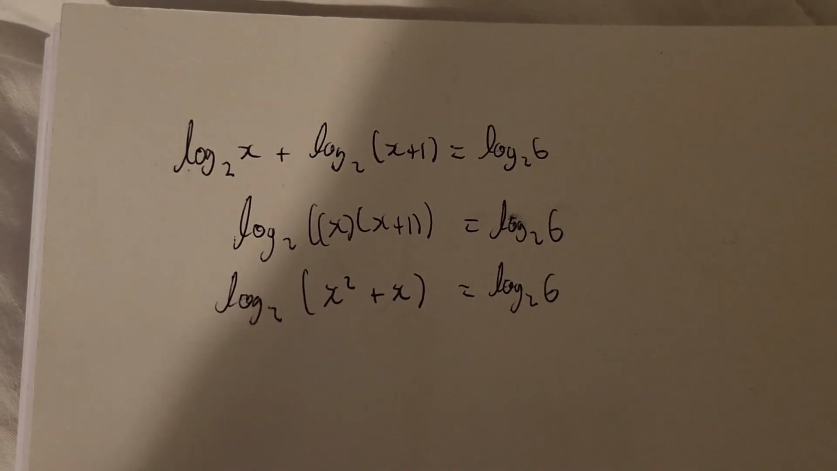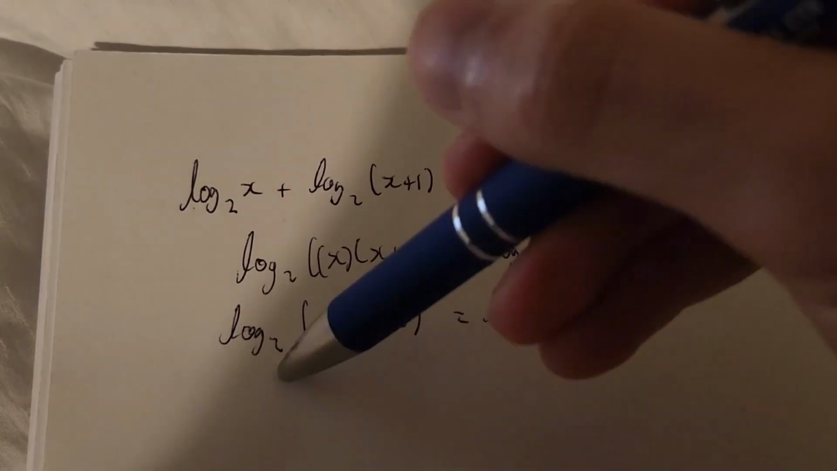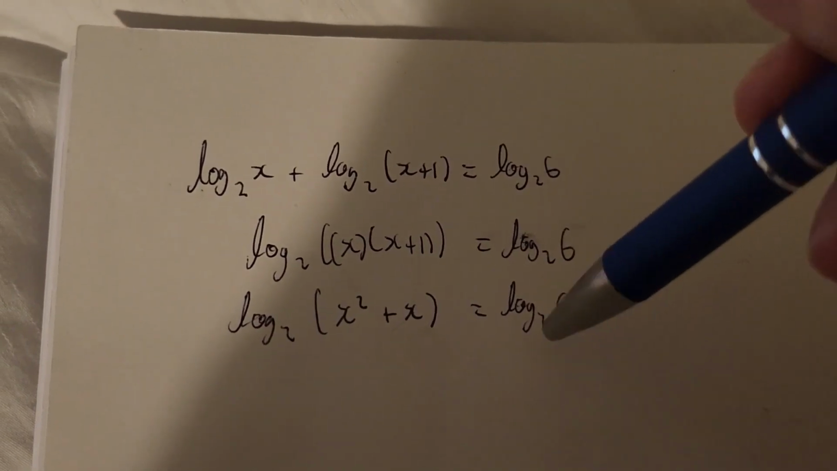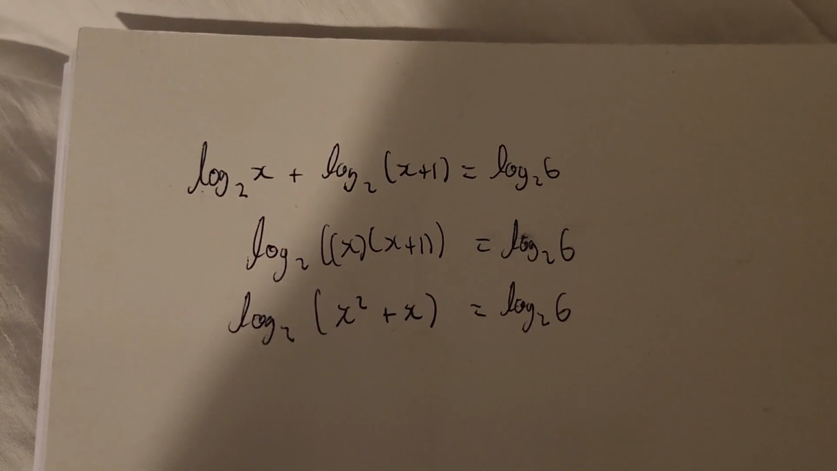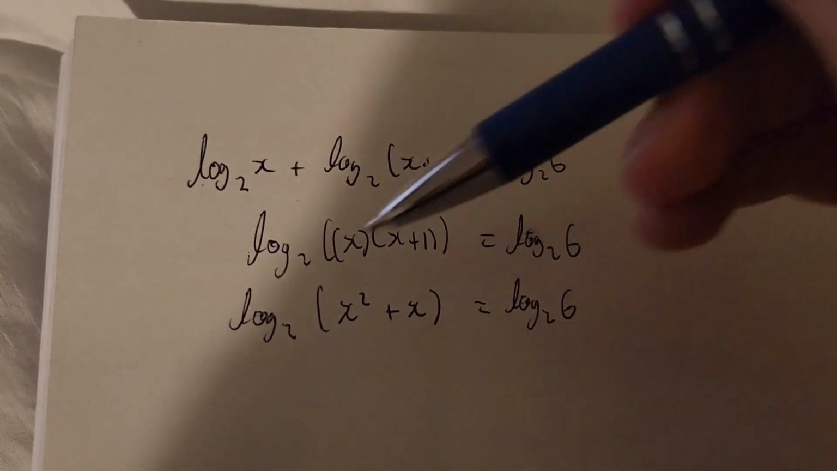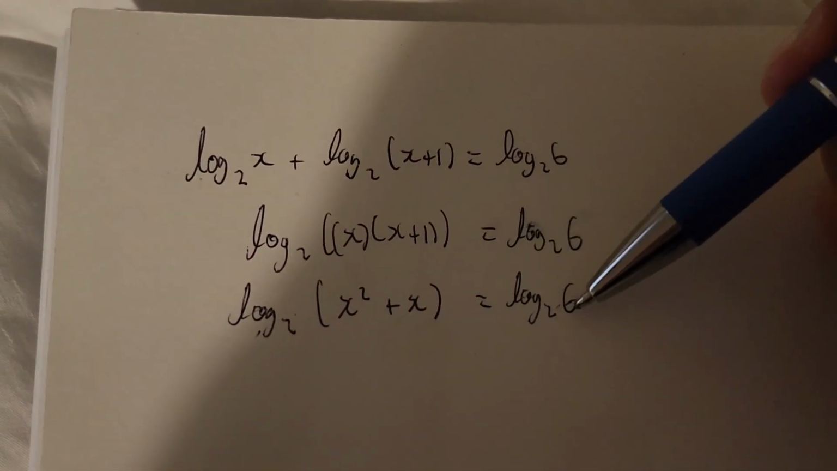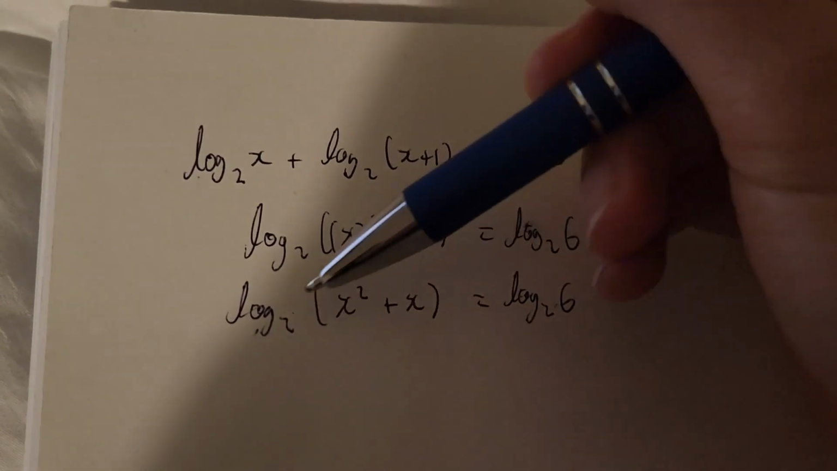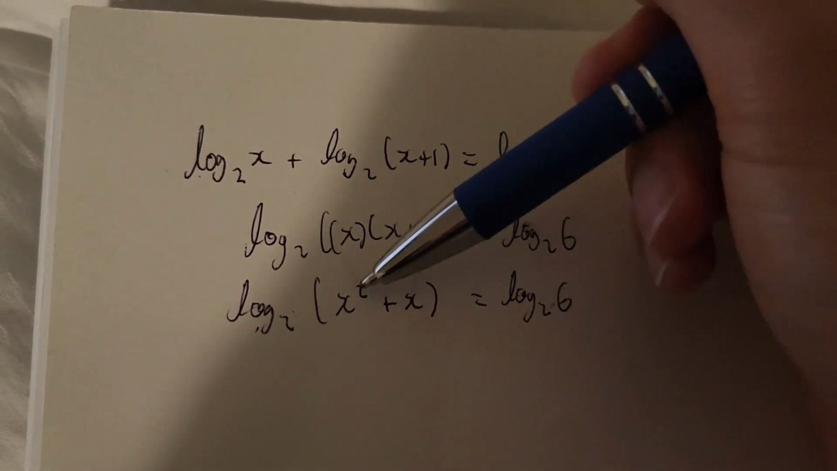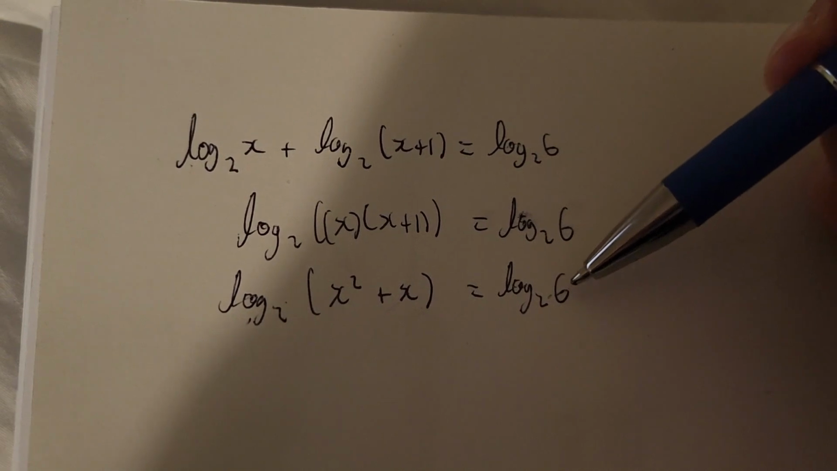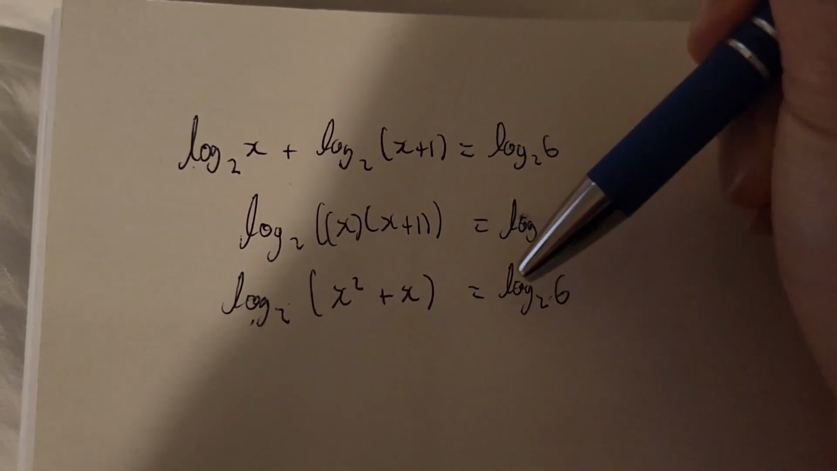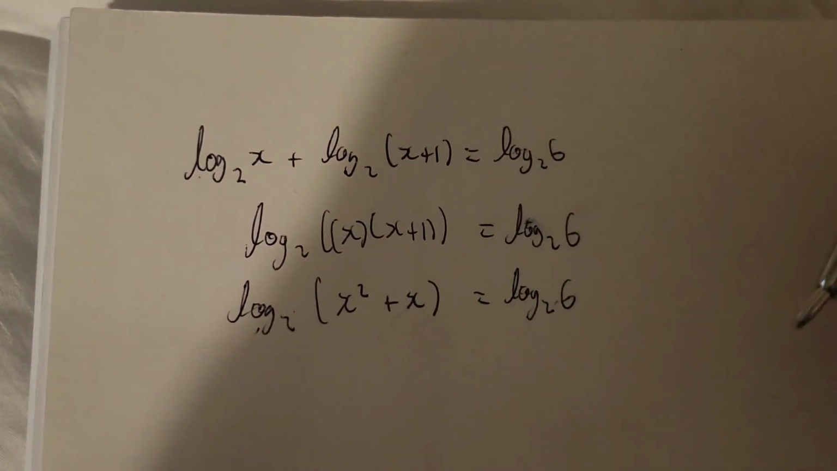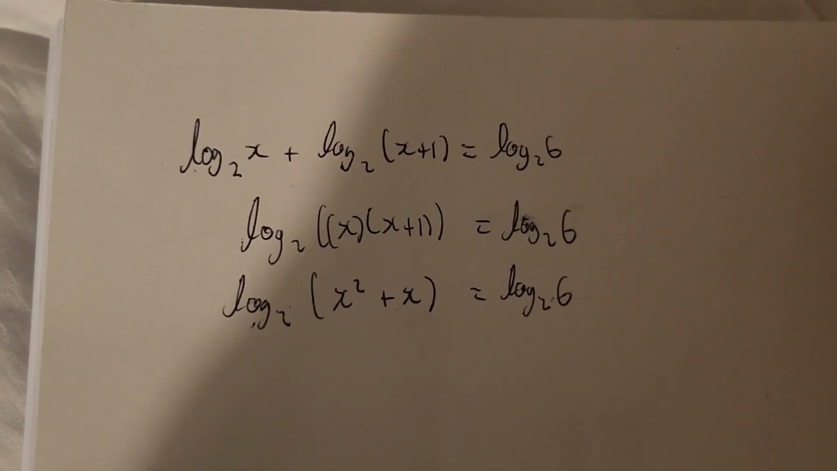And now, what else do you notice? Well, you notice that the bases are equal, right? If the bases are equal, then that follows the equality rule, where if the bases are equal on either side of the equation, then what they're taking the log of, which is x squared plus x and 6, are the only things that matter now, because the log base 2 and the log base 2 basically cancel out, right?